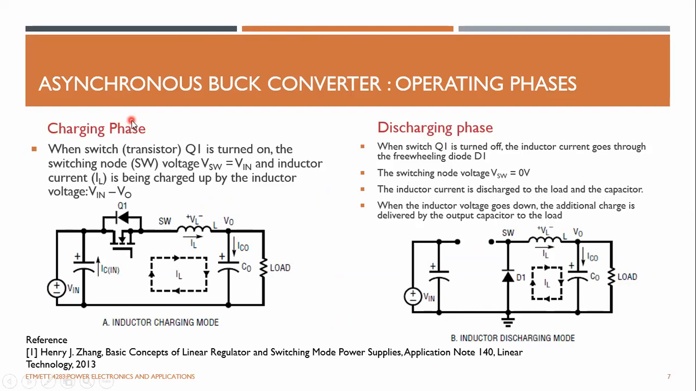Right. Now we have these two operating modes. The first one is the charging phase of the inductor. The other one is the discharging phase of the inductor. In the charging phase, when the transistor Q1 is turned on, it just short circuits its terminals, so it's like acting as a piece of wire.